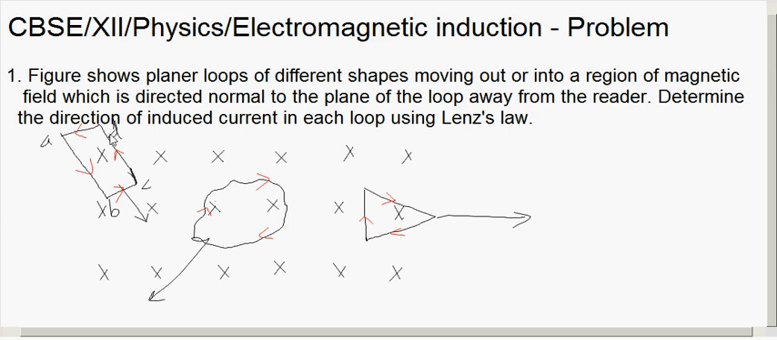In this case, first loop, the current is due to the increase of cross magnetic field. To reduce that, we should have a current which will produce a dot field. That is why the current produced is in the anti-clockwise direction. It is opposite in these two cases. A clockwise current is produced to increase the cross magnetic field, because the loops are moving away from the field. The cross magnetic field reduces, and hence to increase this we should have a clockwise loop current. We'll take some more problems in the coming classes.